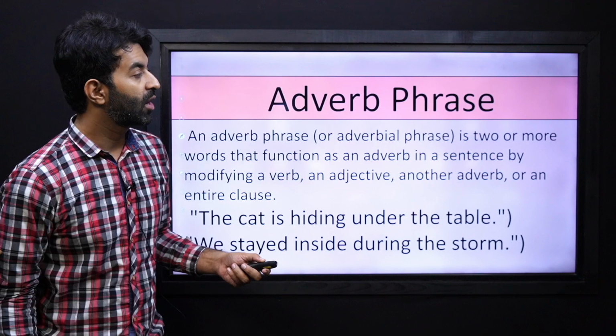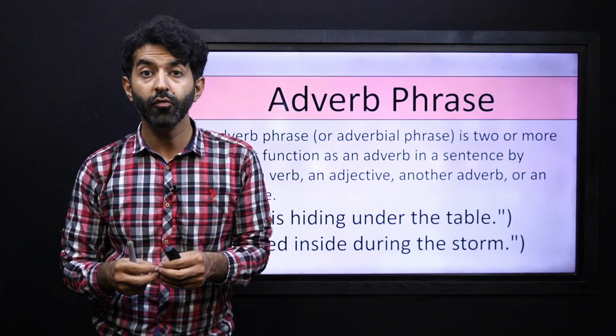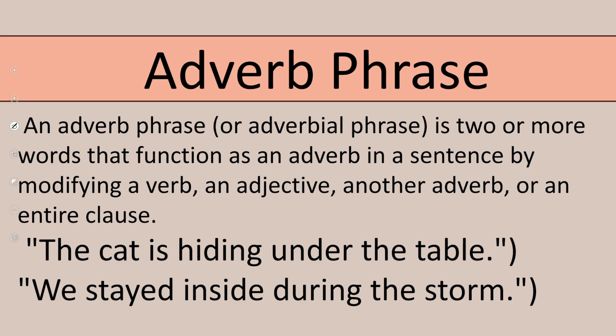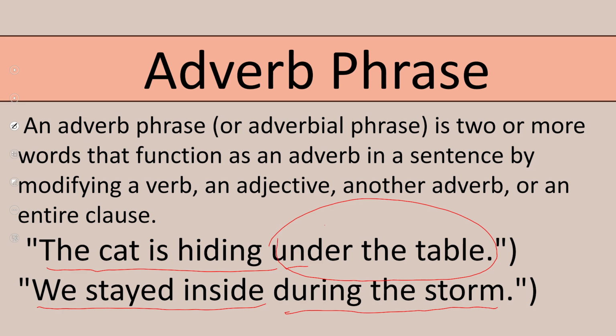Students, let's move on to adverb phrase. These are phrases, groups of words, but they have an adverb in them. Now, let's look. The cat is hiding under the table. We stayed inside during the storm. Now, can you spot the adverb phrase? Yes. Under the table. Where is the cat hiding? Under the table. Now, this is an adverb of place, but it is also combined with a preposition. So we call it an adverb phrase.